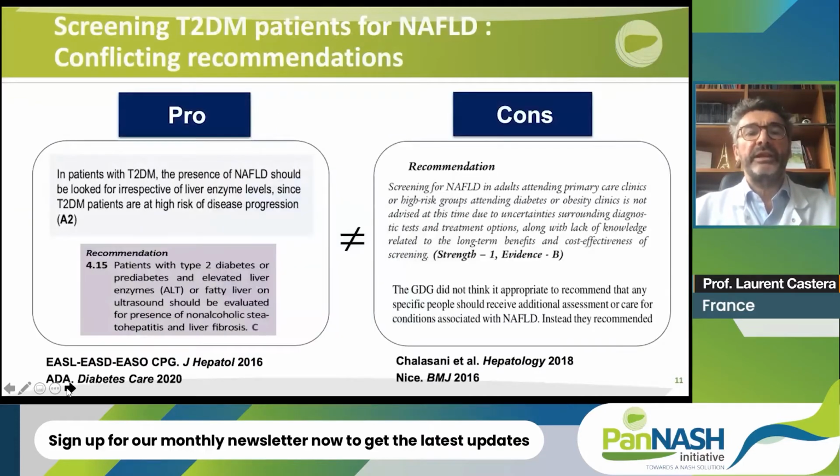So what about screening diabetic patients for NAFLD? The recommendations in the literature, as you can see, are conflicting. Some, such as the joint EASL-AASLD guideline published now 6 years ago, are in favor of systematically screening type 2 diabetes patients. And also more recently, the ADA guideline in 2020 provided a similar recommendation. On the other hand, the latest AASLD guideline was against systematic screening, as was the NICE guideline in the UK.